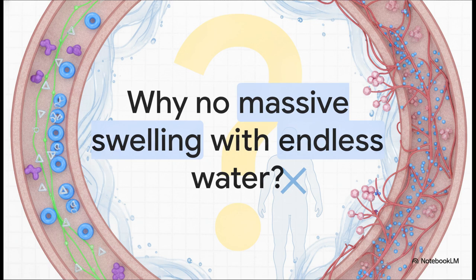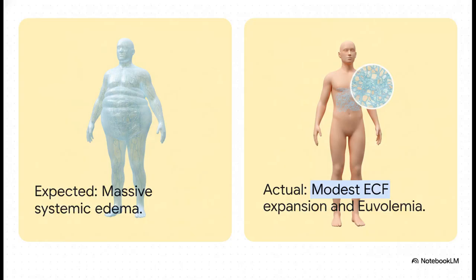Why aren't they presenting with massive noticeable swelling all over their body? Intuitively, you'd totally expect massive systemic edema, kind of like what you'd see in severe heart failure, right? But the actual clinical presentation of SIADH is just modest extracellular fluid volume expansion. In fact, these patients generally appear euvolemic, meaning their fluid volume looks pretty much normal from the outside. So, where on earth is the body hiding the floodwaters?